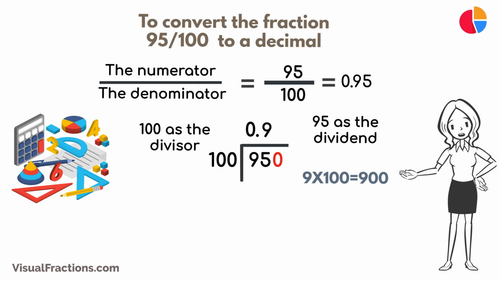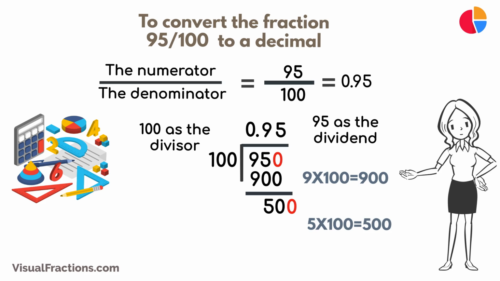Multiplying 9 by 100 gives us 900. When we subtract 900 from 950, we get a remainder of 50. Next, we add another 0 to the remainder, making it 500. How many times does 100 go into 500? Exactly 5 times. We write 5 after the decimal point, making it 0.95.